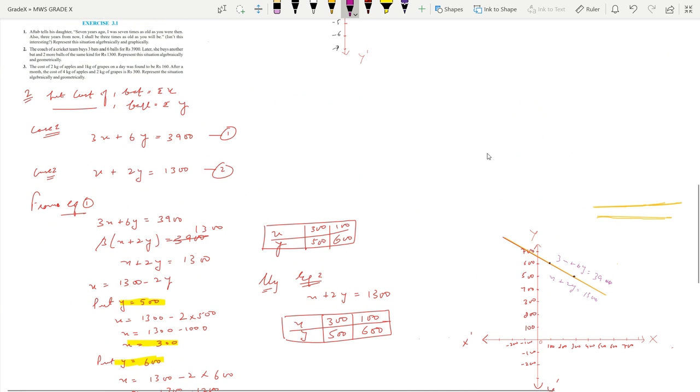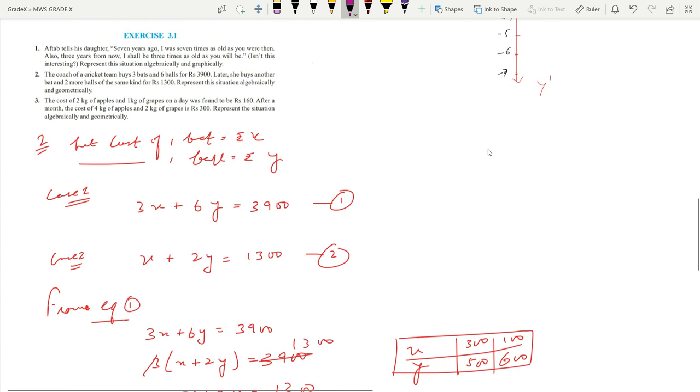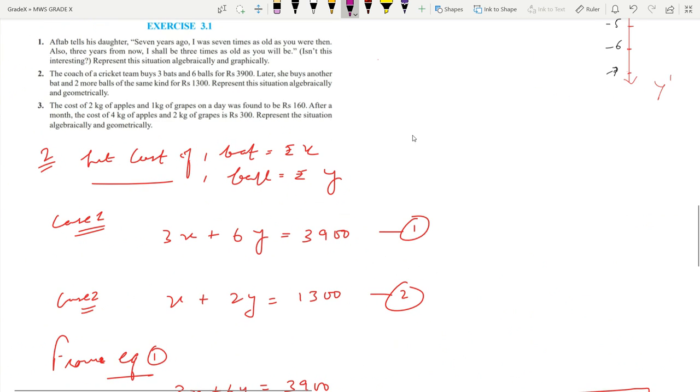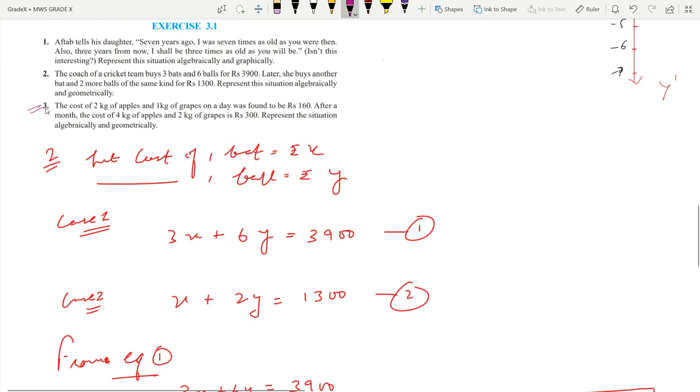In the same way you can do question number 3. Let me make the equation for you, and the rest of the part you have to do on your own. Here I am doing it algebraically, geometrically you will do. The cost of 2 kgs of apples and 1 kg of grapes on a day was found to be 160.